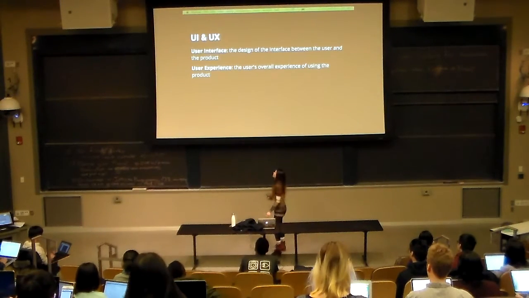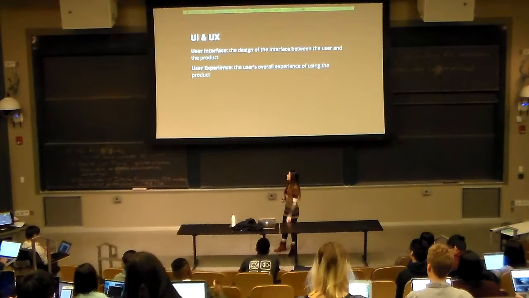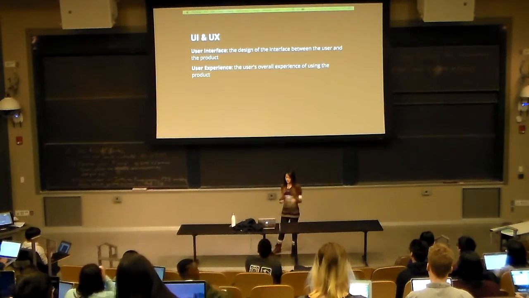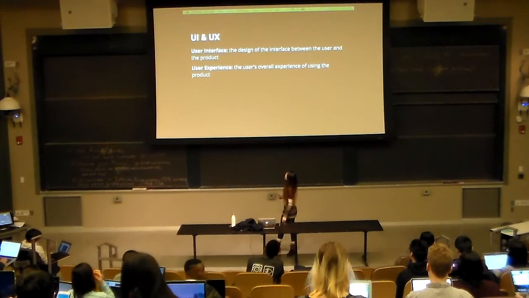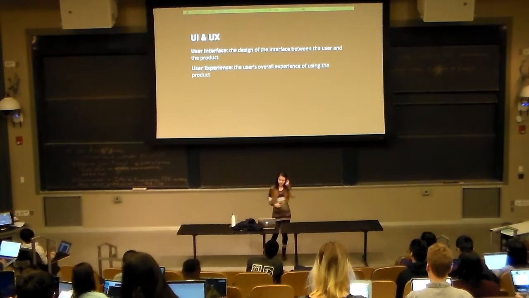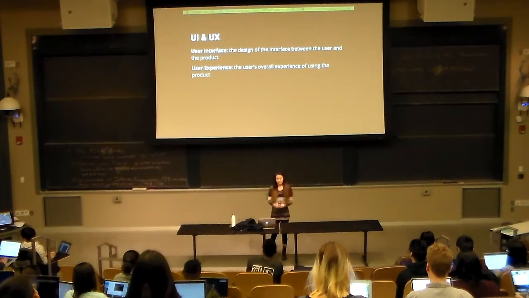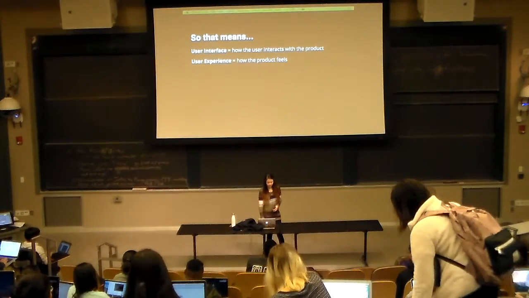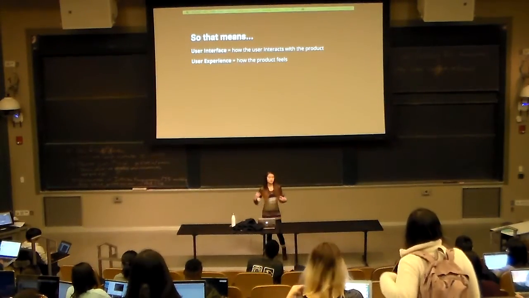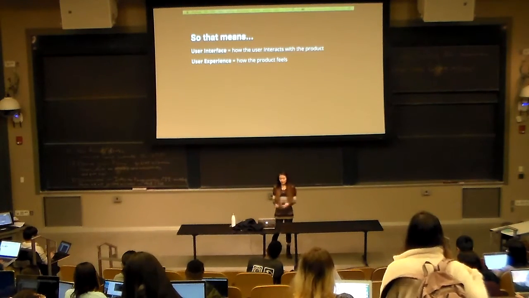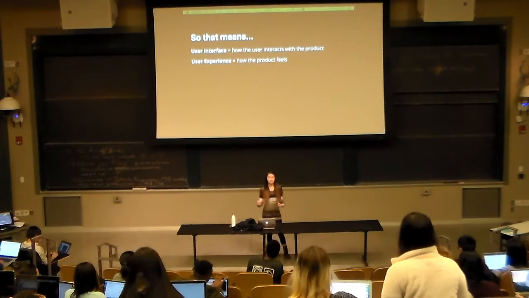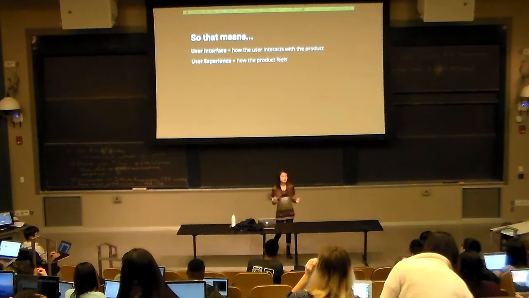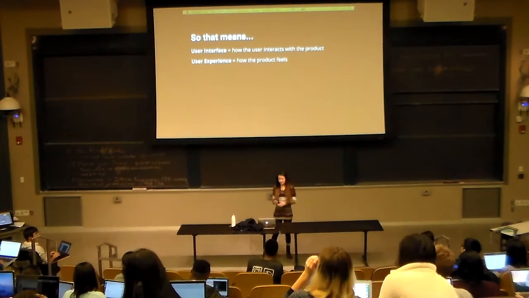So what are UI and UX? UI stands for user interface, and it's the design of an interface between a user and a product. User experience is the user's experience of actually using the product. What this intuitively means is that user interface is how the user interacts with the product, what the user does with the app that you're building. And user experience is how the product feels to the user. Design encompasses both of these things and is what the user sees and feels with your product.